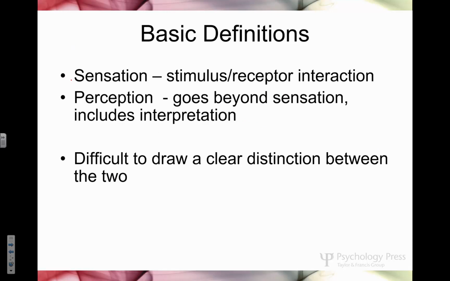All right, so basic definition. When we talk about sensation, we're talking about this very simple, straightforward stimulus and receptor interaction. Okay? Right now you don't really know what a receptor is, but you have specialized cells, nervous system cells, that are designed to receive, that's why it's a receptor, to receive some stimulus, whatever that is, right?